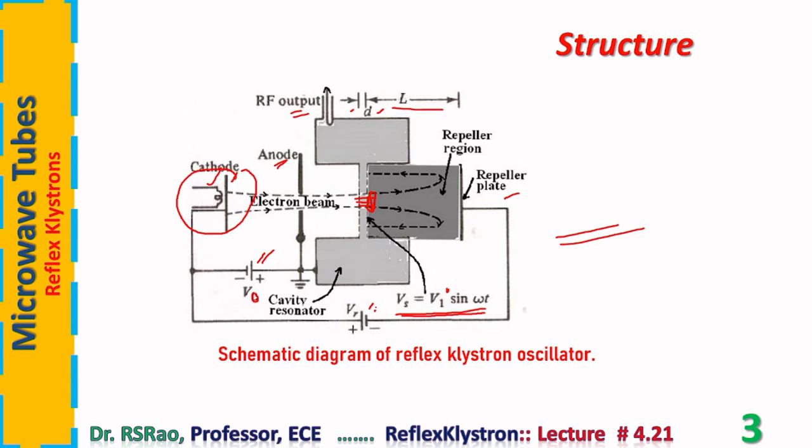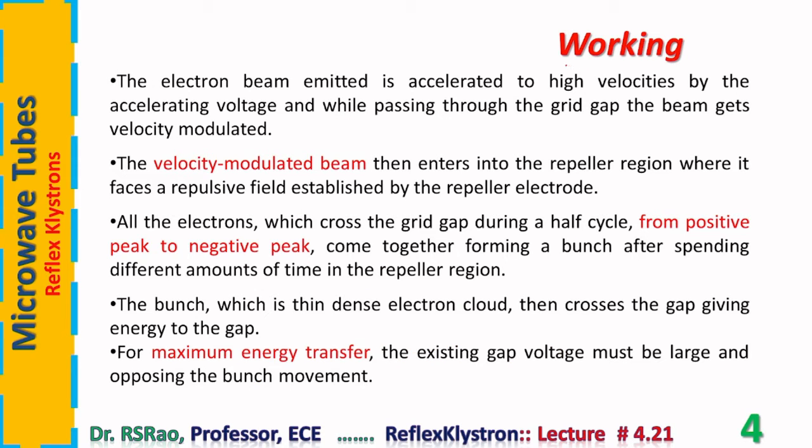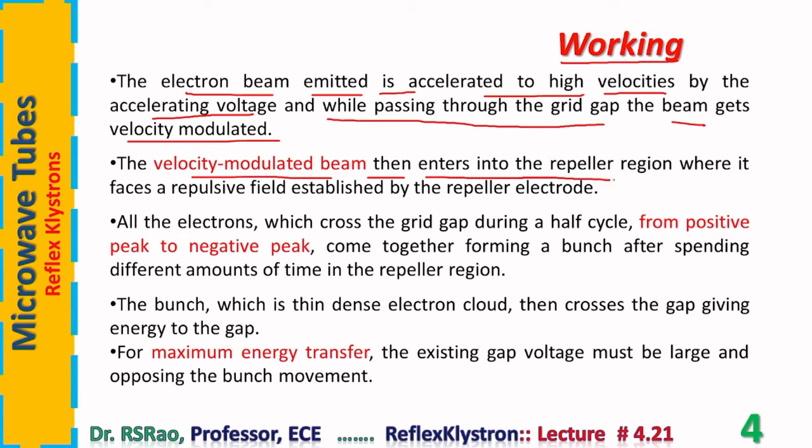So all the parts that are shown here are parts of the klystron oscillator. Some critical points regarding the functioning of the device: the electron beam emitted is accelerated to high velocities by the accelerating voltage V0, and while passing through the grid gap, the beam gets velocity modulated. The velocity modulated beam then enters the repeller region, where it faces a repulsive field established by the repeller electrode.